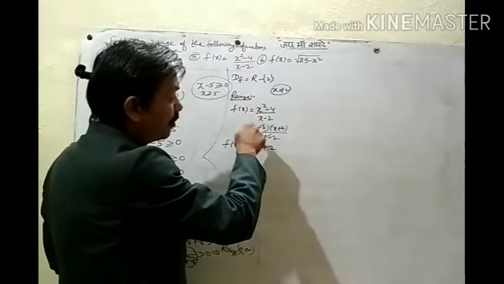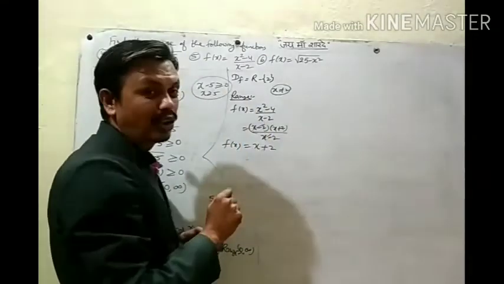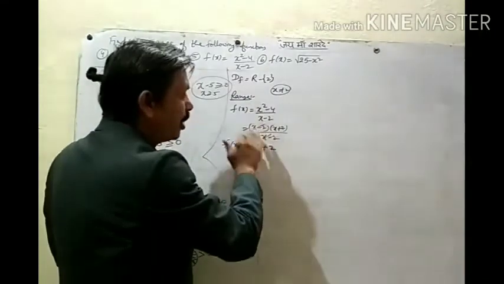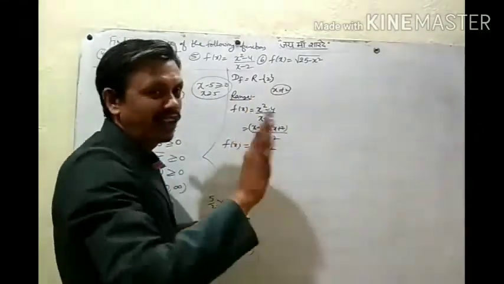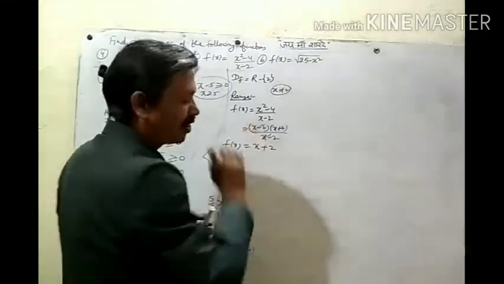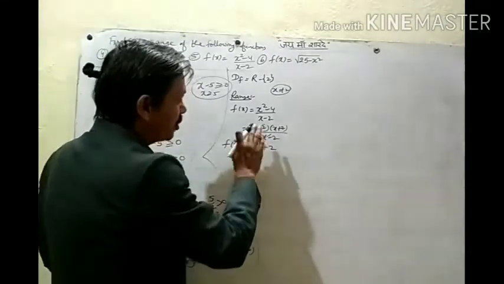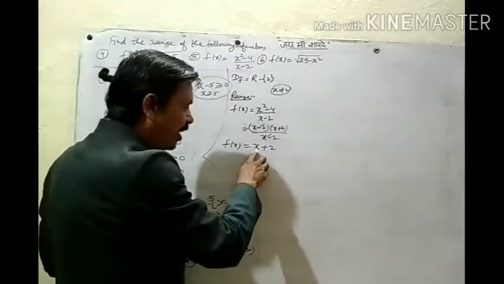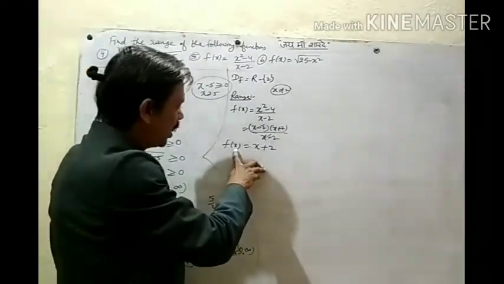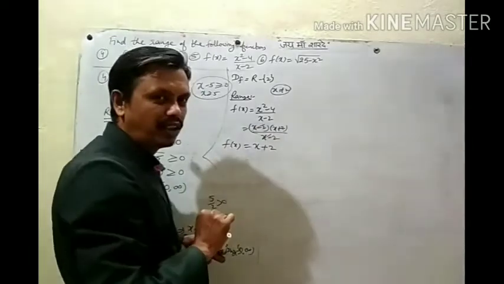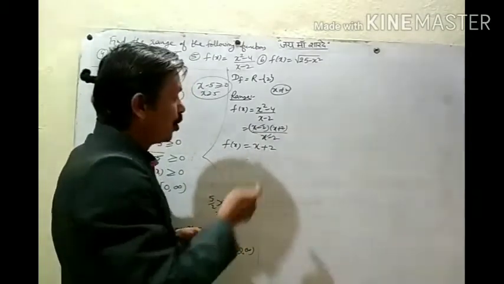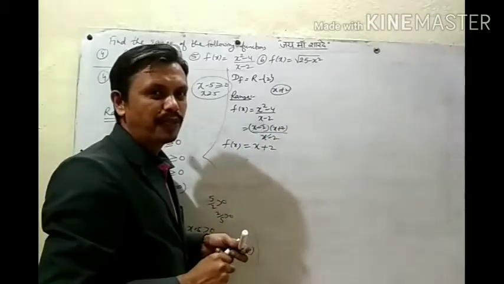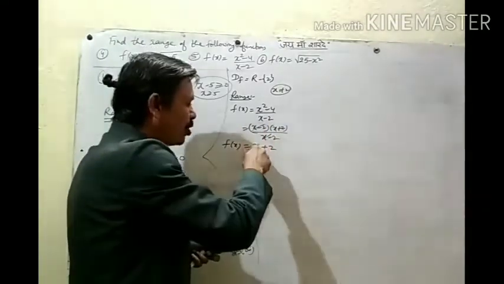In case of domain, we cannot cancel because we don't know what x is. Now we got the domain as the set of real numbers except 2, meaning x cannot be 2. So now we can cancel out. Since 2 is not present in our domain, if you write 2 here, f of x will be 2 plus 2, 4. So it means f of x cannot be 4 because we cannot put x equal to 2.